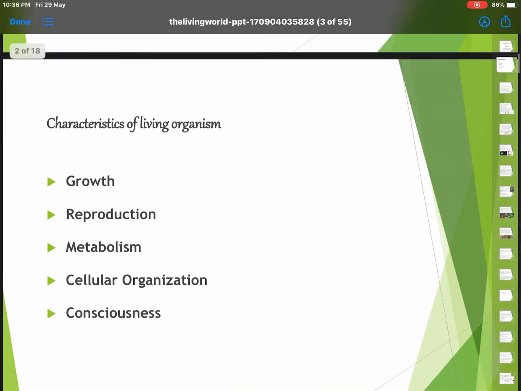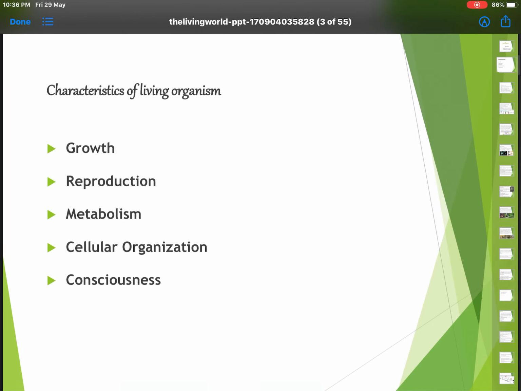And what is life? Life is a unique, complex organization of molecules that express itself through chemical reactions. And through these chemical reactions, we call it metabolism, living beings exist. After having come into existence, the living organisms exhibit certain characteristics.